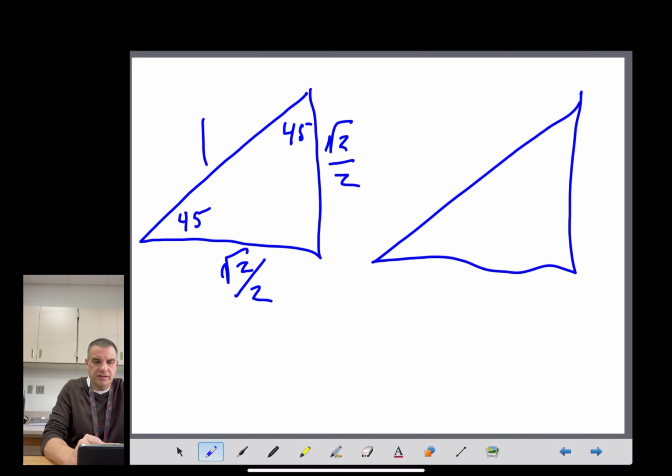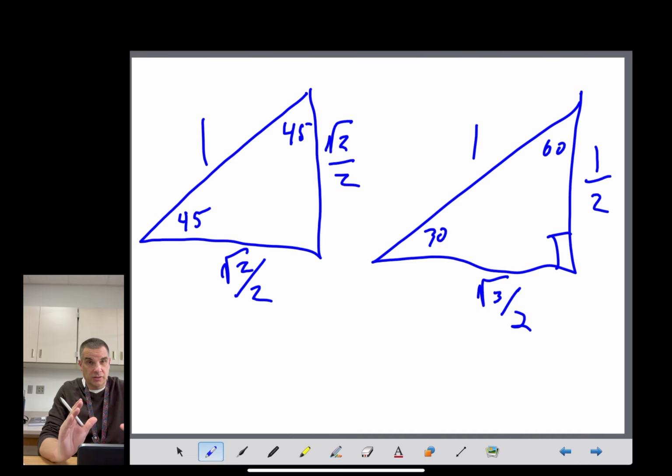If you have a 30, 60, 90, your hypotenuse is always going to be 1. The side opposite the 30 degrees is always going to be 1/2. And the side opposite the 60 is always going to be the square root of 3 over 2. Those things are always going to happen within these. Now, if your legs are positive or negative, it depends on what quadrant they're in. So you've got to keep that in mind as you're going along with your assignment today.